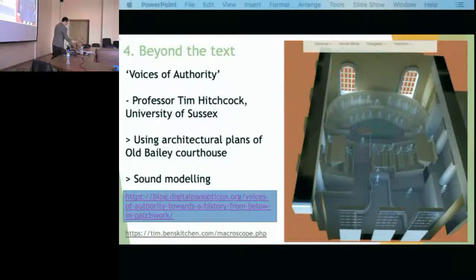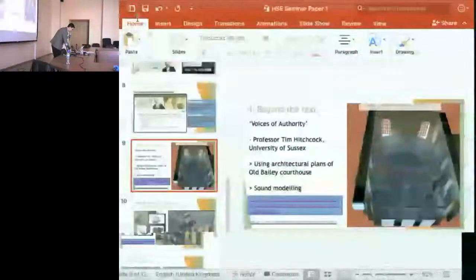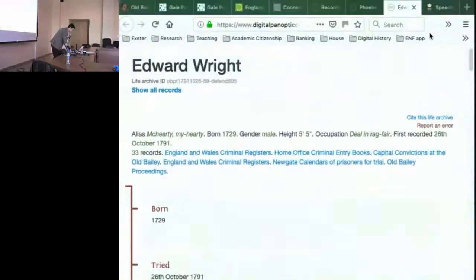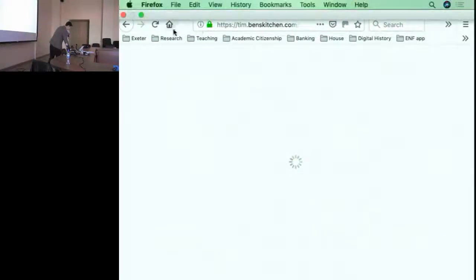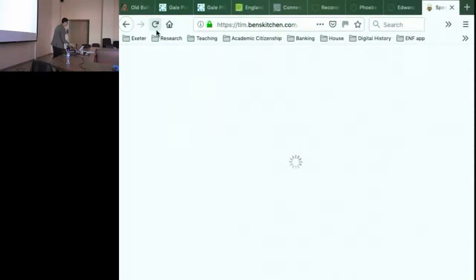Another aspect that Tim has been working on is to model the patterns of speech in the Old Bailey trial accounts. And I just want to quickly show you what he's been doing there. Within each trial account from the Old Bailey, a number of people might speak. The defendant can speak, but also the lawyers, the jury, the judge, those kinds of things.